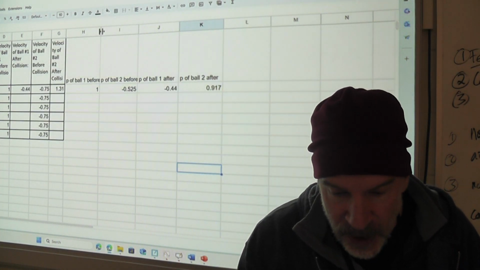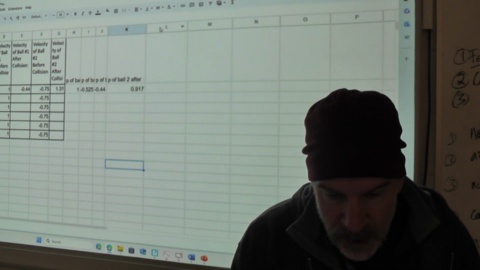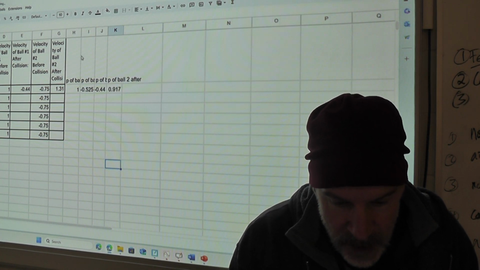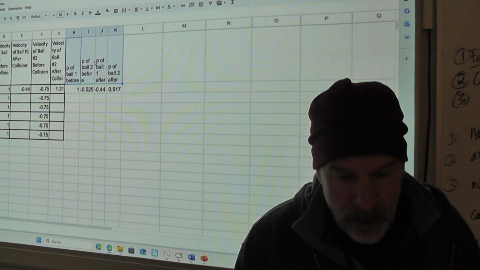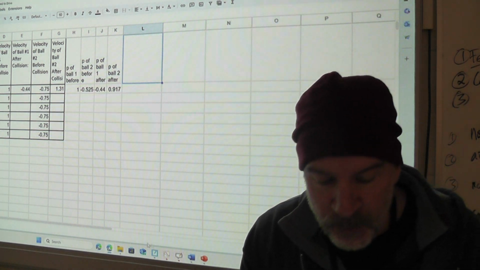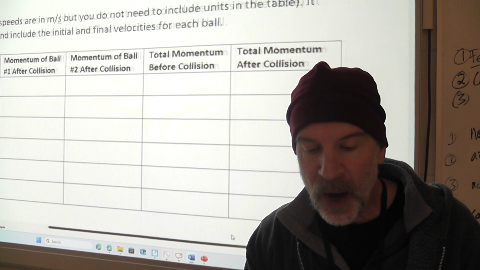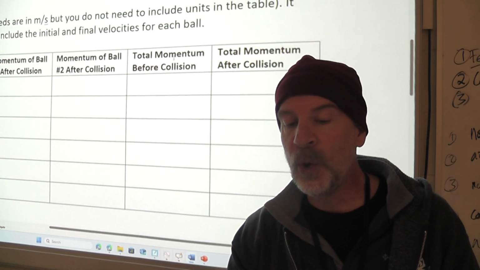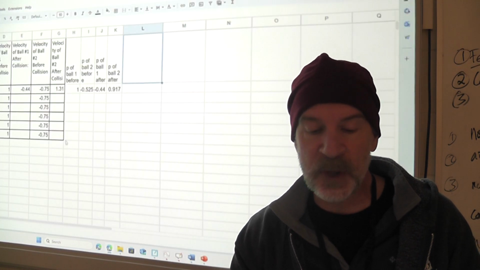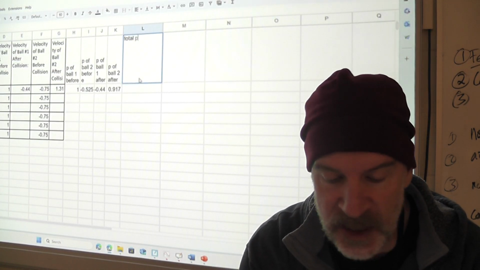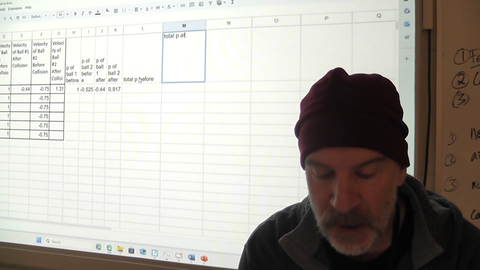And then I'm going to make these smaller too. I'm going to make my words wrap. And then the last calculation that's going to show up on this table is the total momentum before and after the collision. And again, the spreadsheet is going to make this much easier. The total momentum before, the total momentum after.